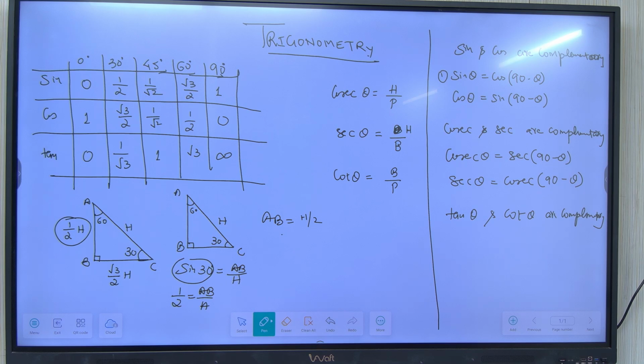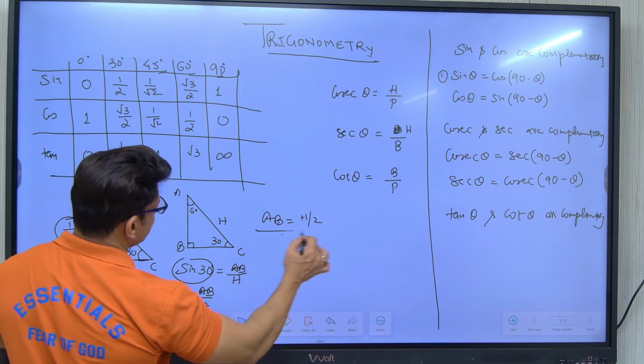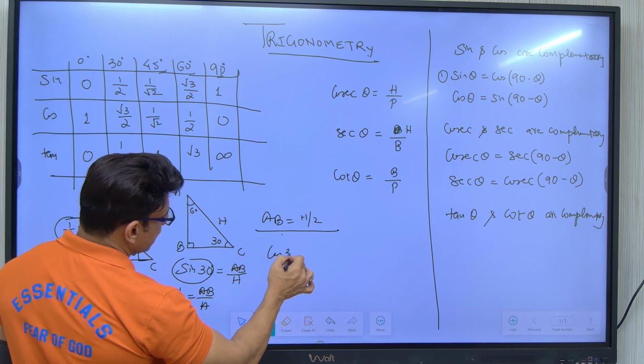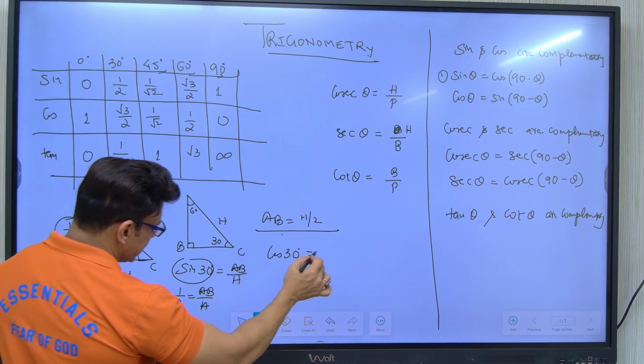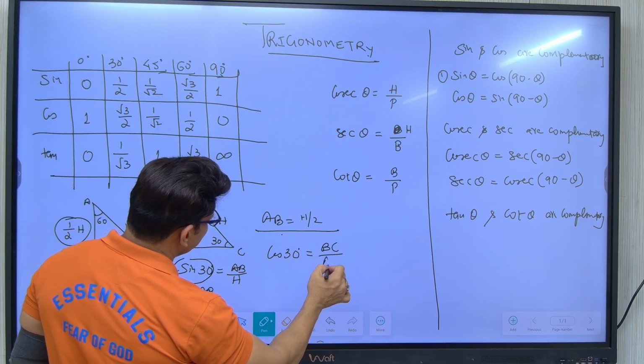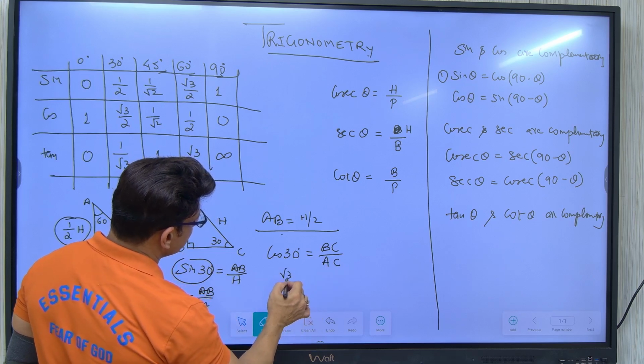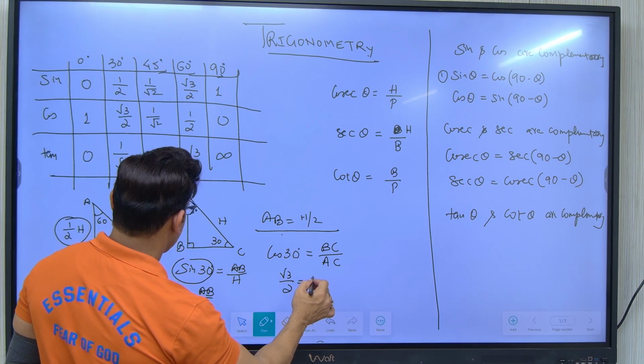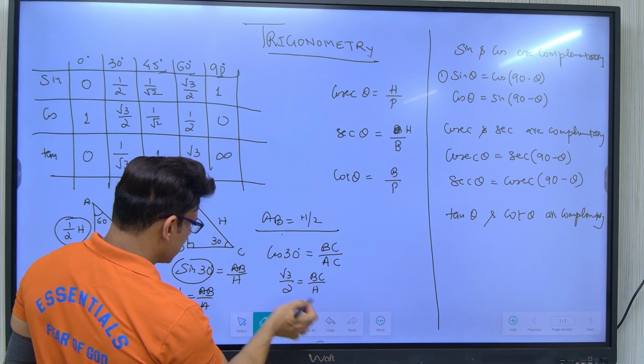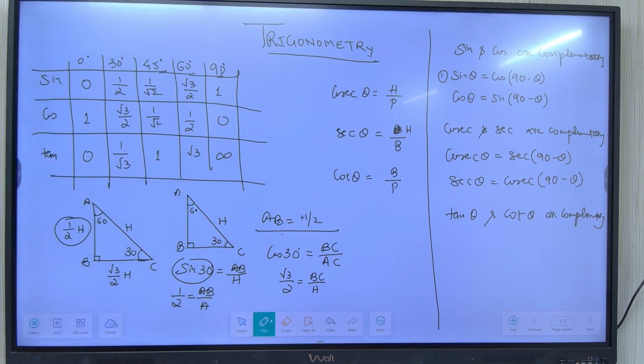Now use cos 30. In the same triangle, use cos 30. Cos 30 is adjacent, which is BC upon AC. Cos 30 is equal to BC by AC, H. Take this H to the side. So what is the length of BC? Root 3 by 2 H. Don't go and find out. Remember this, ना? Trigonometry लगाने की जरूरत ही नहीं है. But लगाना पड़े तो this is how you do.